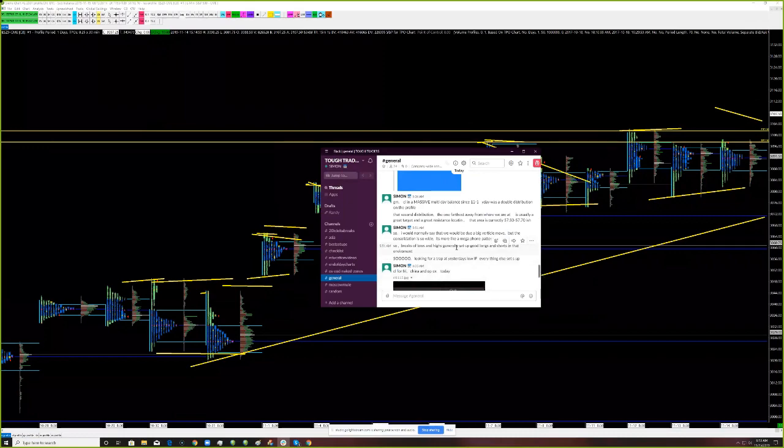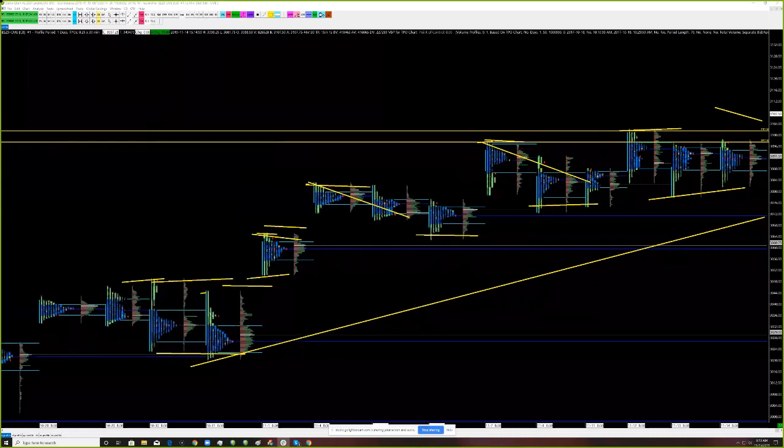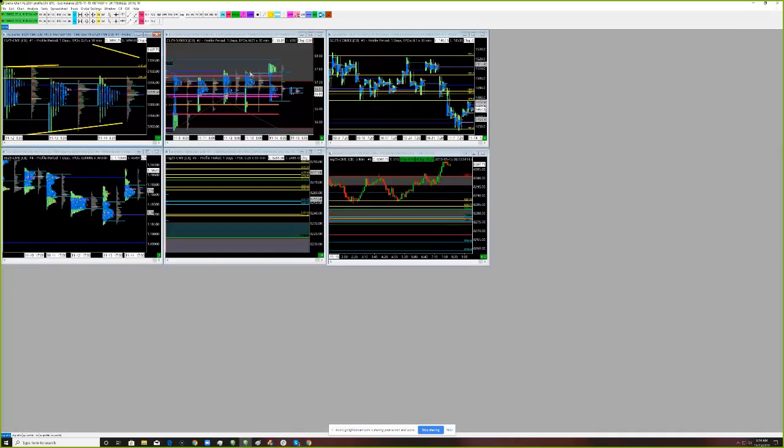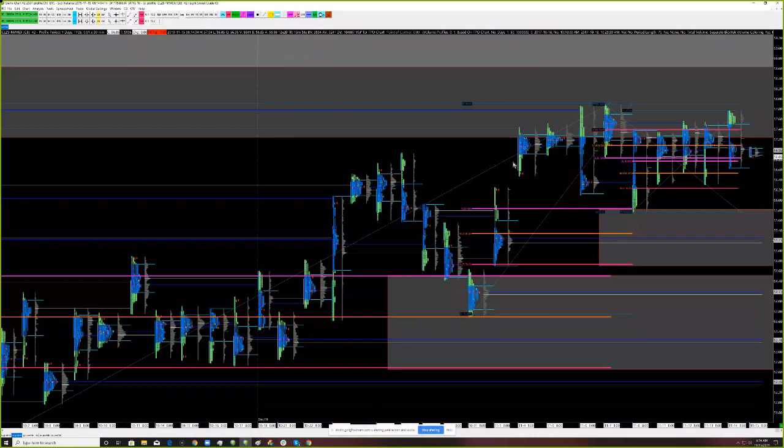Okay. So normally we would go for a big vertical move, but the consolidation is so wide, it's more like a megaphone pattern. So breaks of lows and highs generally set up good longs and shorts in that environment. So looking for a trap at yesterday's low if everything else sets up with it, right? So let's talk about that for a second. What I'm talking about here on the profile on CL. See how we have a megaphone here?